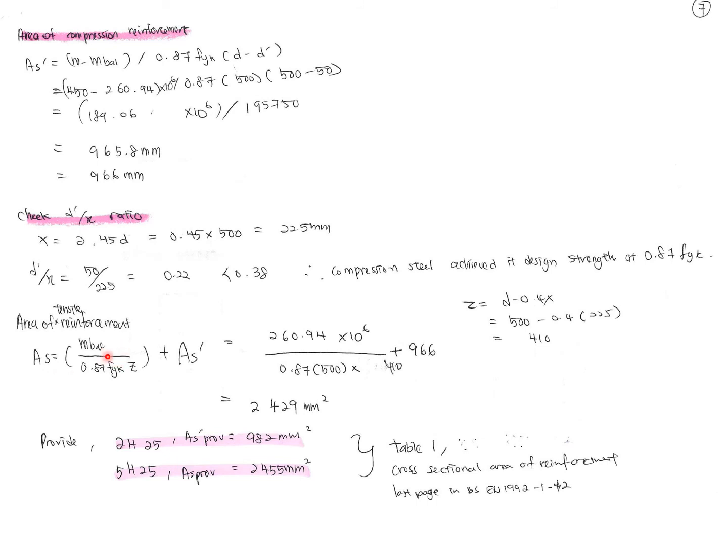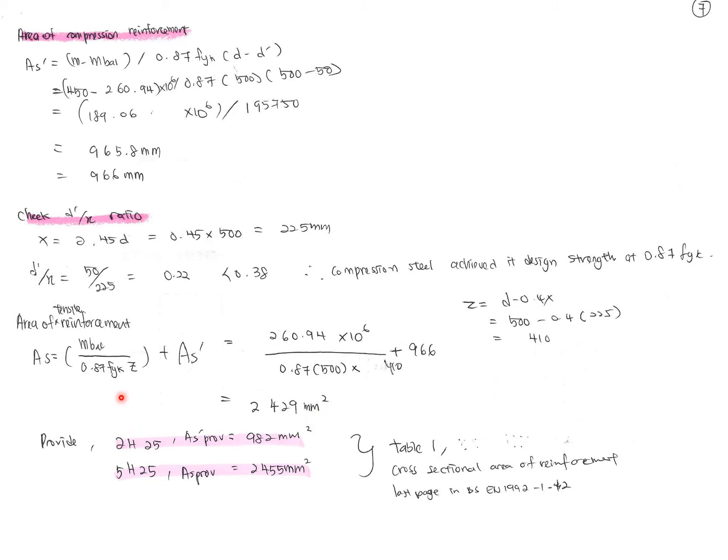So As is equal to M balance over 0.87 fyk Z, plus As prime. So it is equal to 260.94 times 10 power of 6. This one is for the unit conversion, you can calculate it, and then you substitute the value of Z, where I already stated here how you calculate the Z. Z is equal to 500 minus 0.42 times 225, so you get 410. So you substitute the values, you solve it, you get As equal to 2429 millimeter square.